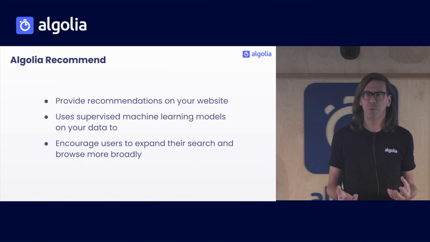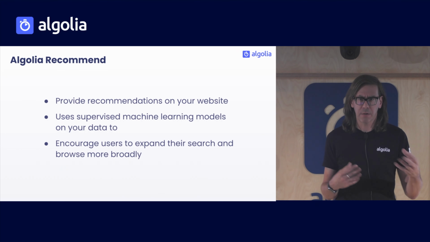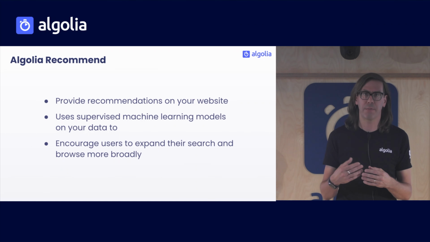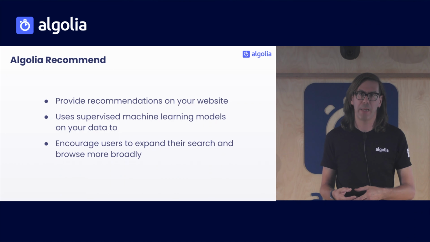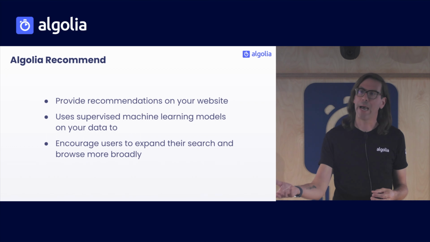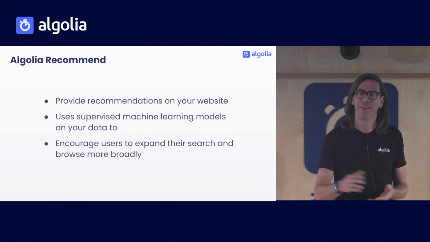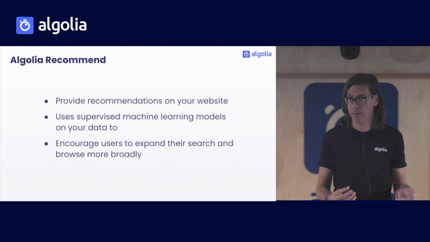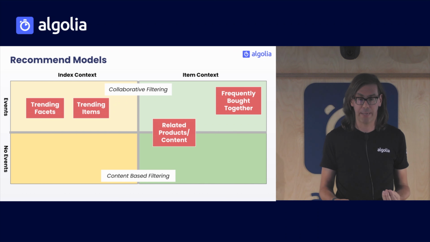And the reason you would want to add this to your site is it encourages users to look beyond the initial thing that they came for. Maybe there's something else that they would want. You know, an easy solution would be, hey, you need batteries with that? People often buy batteries. Or maybe there's something that complements a product. And these are reasons that you would want to use Algolia Recommend.